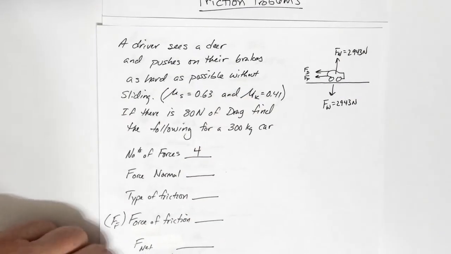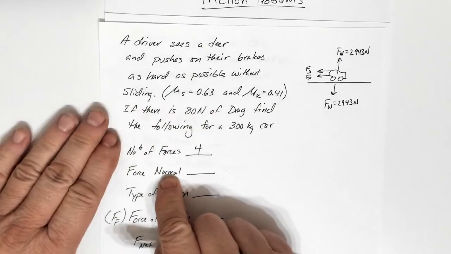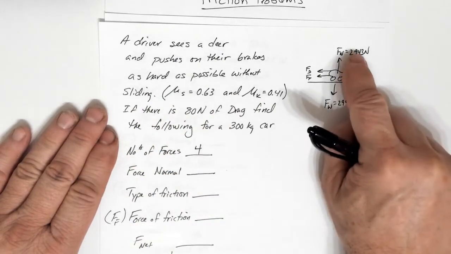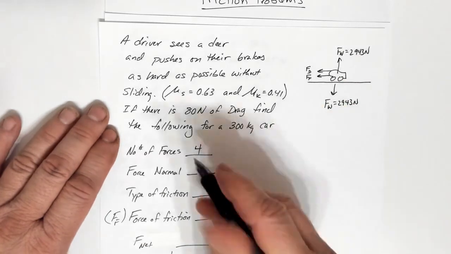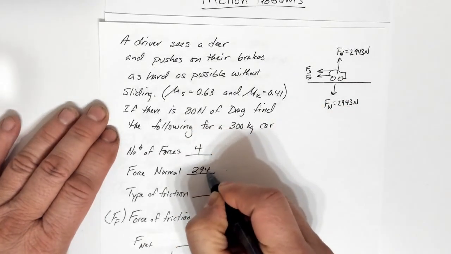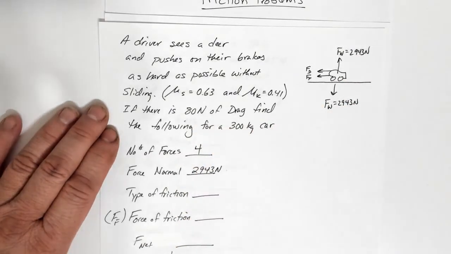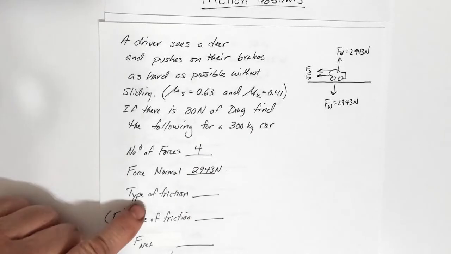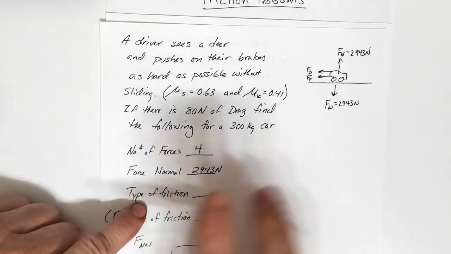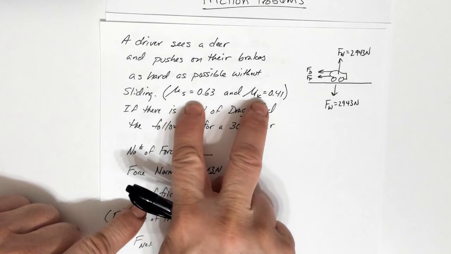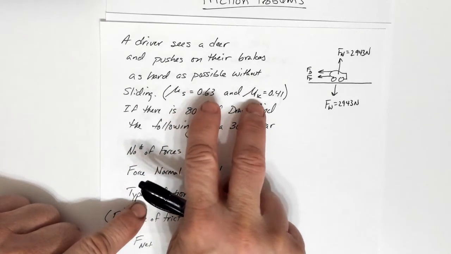Okay? It says find the force normal. Well, hey, that was simple. In level cases, the normal is equal to the weight. So this is 2,943 newtons. Okay? Now it wants to know what type of friction it is. So they gave me a mu for both. They gave me the static one and the kinetic one.